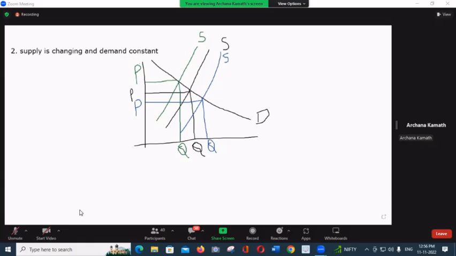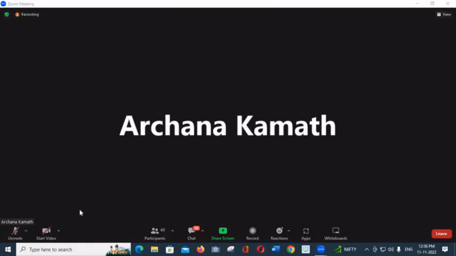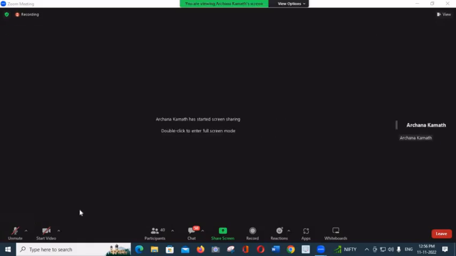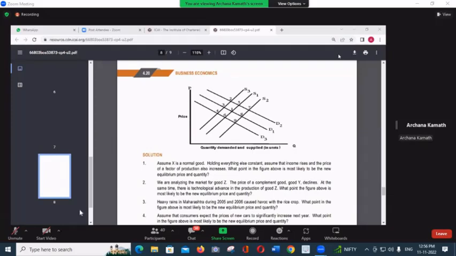Okay. Third instance, when both the factors change. First instance, we were dealing with demand changing, supply constant. Second instance, supply changing and demand constant. And this is the third instance where both are changing. So please don't shout out the answer. This is a question. Put the question number and give the answers in the chat box. Those who have already attended, please allow others to attend.